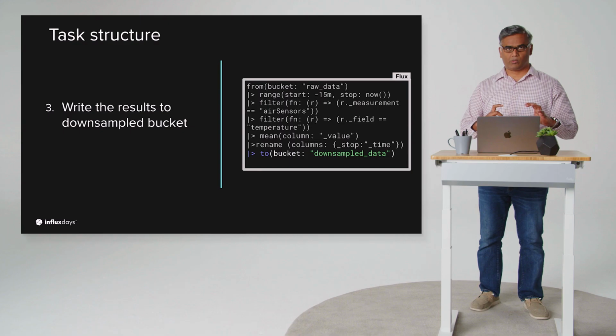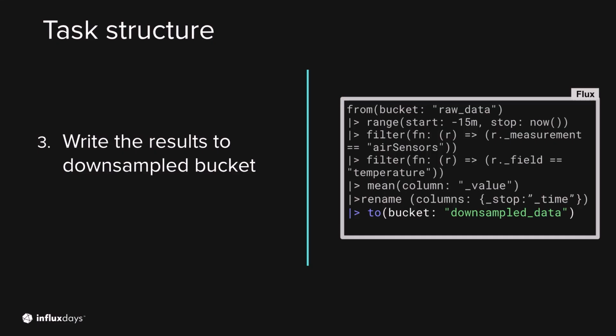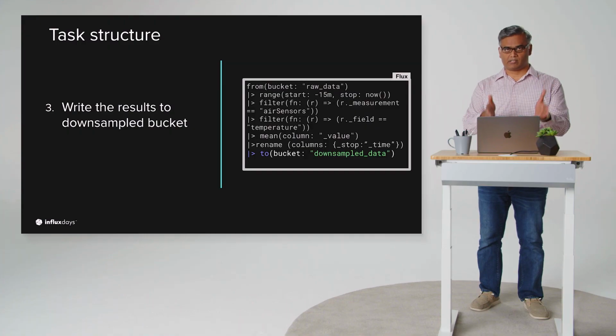Okay, so now, as I said, you're only visualizing it. With this one, you're saying, okay, I want to persist it to a different bucket. In this case, you're saying, take all of those mean results and persist them to a different bucket called downsample data. What we did so far is we took the data from raw data and looked back 15 minutes, calculated the aggregate, which is the mean, and then wrote to a different bucket, which is the downsample data.